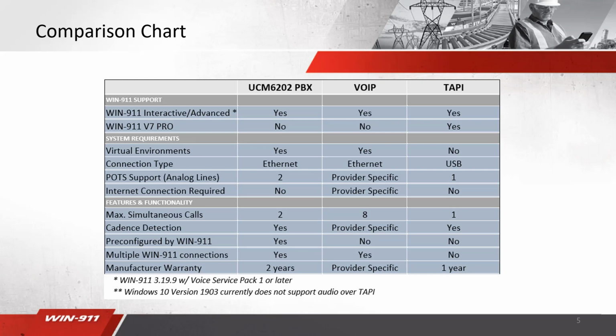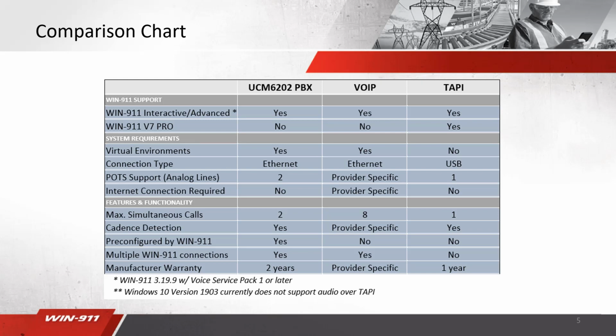Supports up to 2 analog phone lines. The Tappy modems only have 1, so you're getting a bump up there, and you do not have to have an internet connection whatsoever to get this going. You just have to be on the same network. Since it has 2 ports for the analog phone lines, it supports a maximum of 2 simultaneous calls.